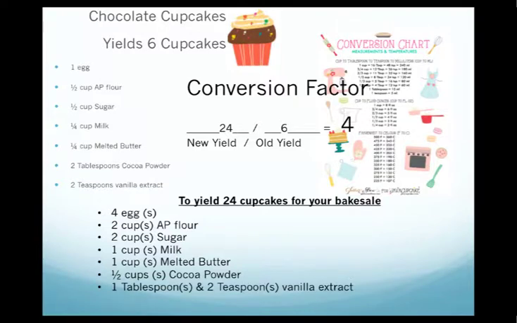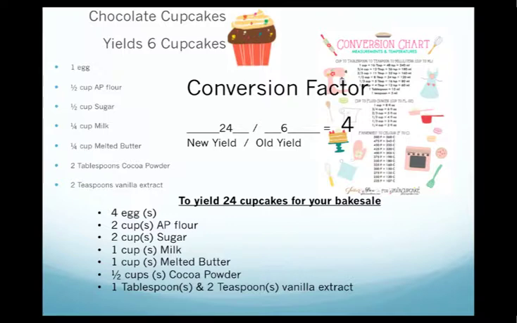So I'll have, shoot, that's wrong. So it should be 2 tablespoons plus 2 teaspoons. Yes. So I was wrong there. Let's see what else. I think that's all for conversion. So you have converted this recipe that originally makes 6 cupcakes to now make 24 cupcakes.